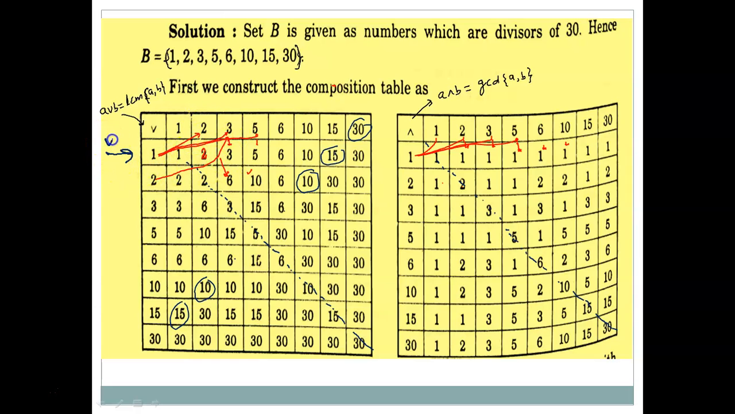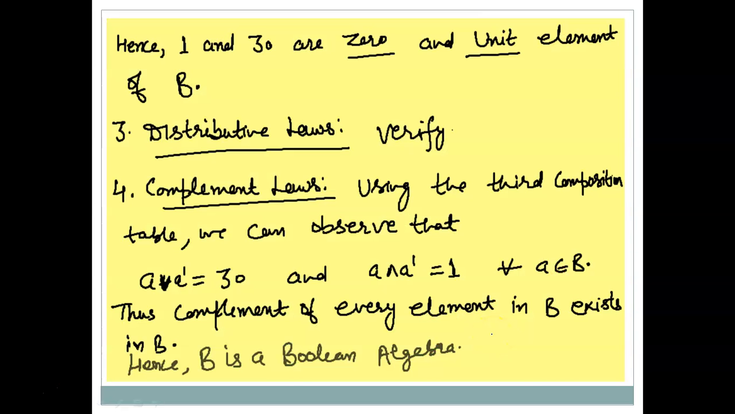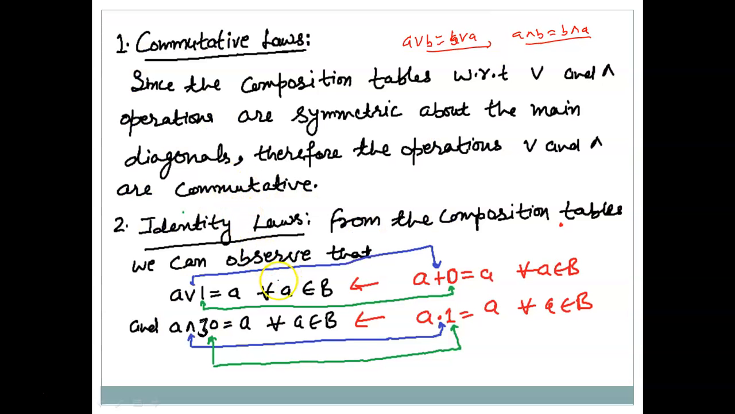So 1 join any element, or I can say A join 1 for any element, you are again obtaining A. And here if you are taking meet of 30 with any element, you are getting the same element. 30 meet 1, you are getting the same element. 30 meet 2, you are getting the same element 2. So that is why this property is satisfied in these tables. Identity law. So this is there.